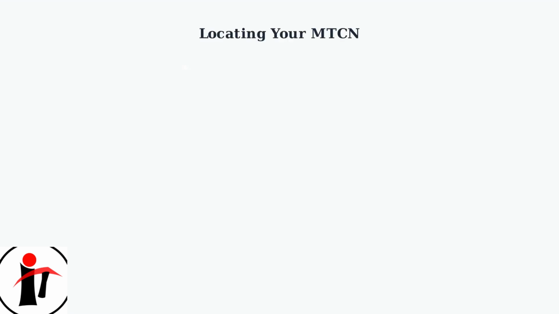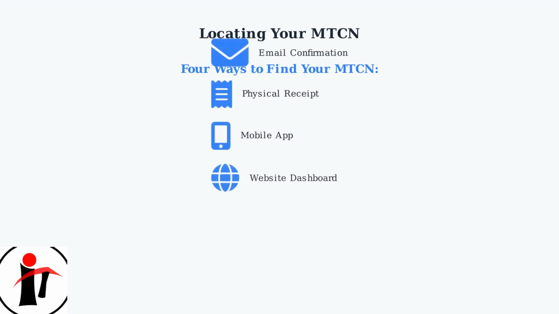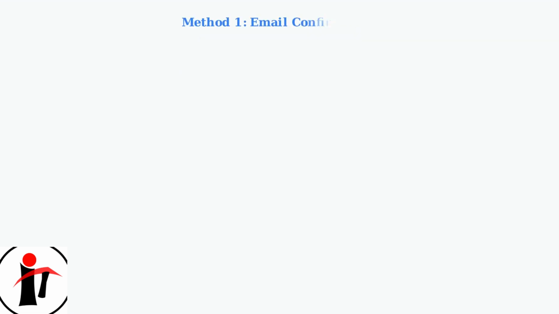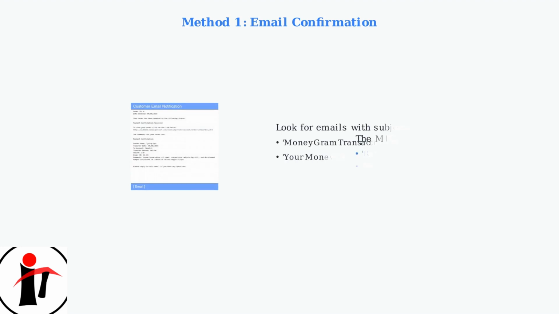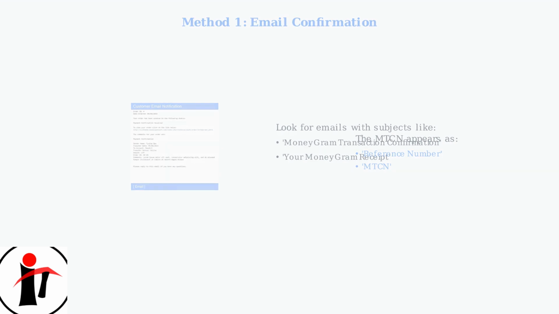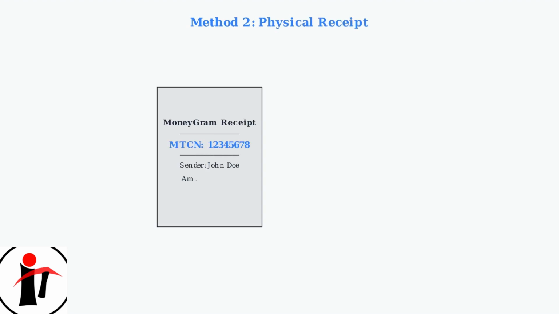There are 4 primary methods to locate your MoneyGram transfer control number. Each method provides reliable access to your 8-digit MTCN reference number. First method, email confirmation. When you send money online through MoneyGram's website or mobile app, you automatically receive an email confirmation containing your MTCN.